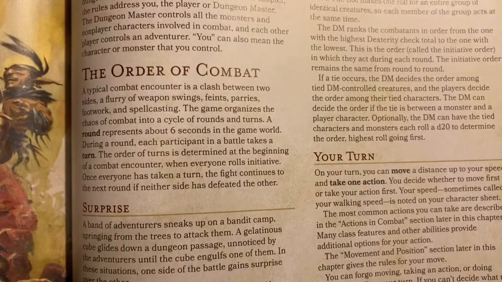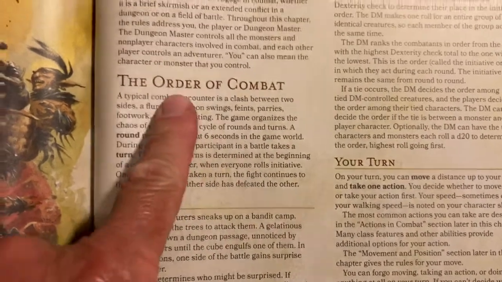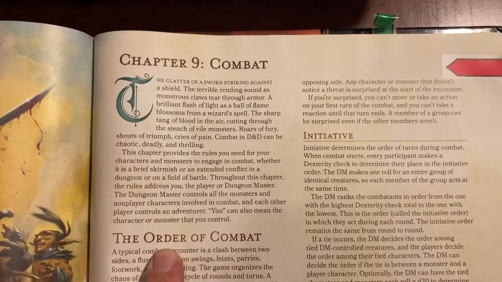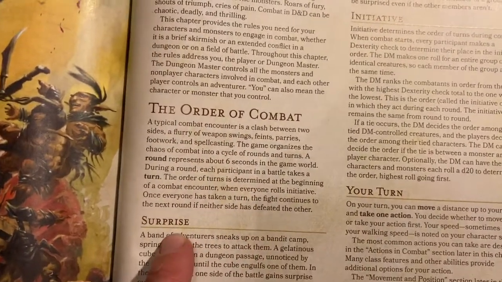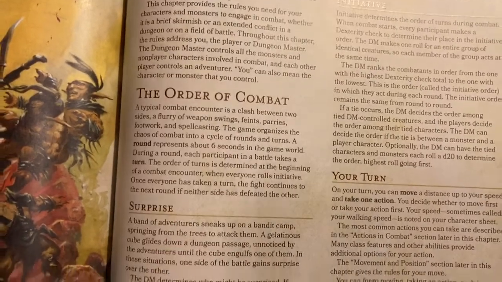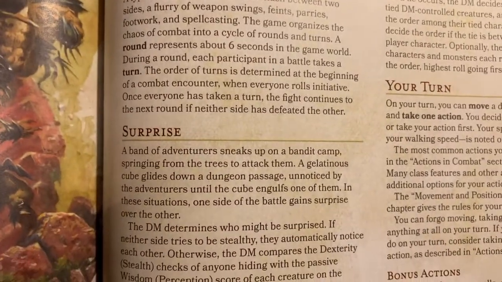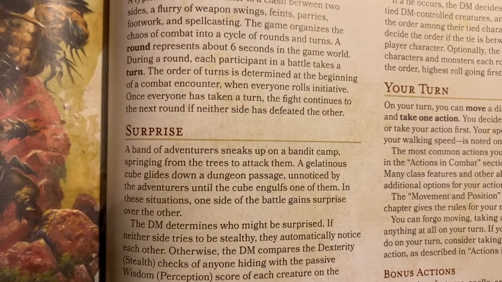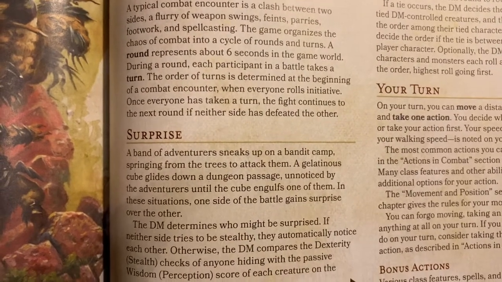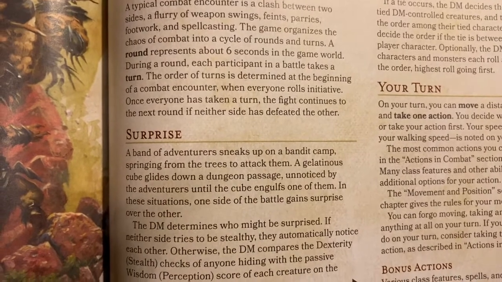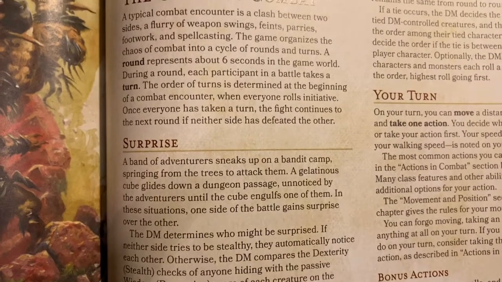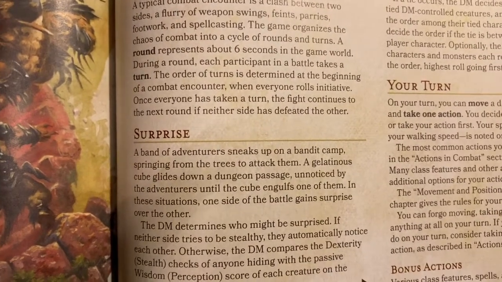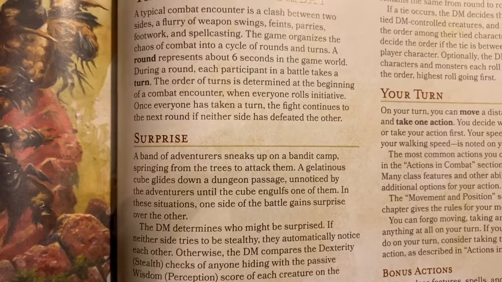Let's talk about that. I think it's super interesting that here in the player's handbook, under the chapter for combat, one of the very first topics is surprise. Let's read it. A band of adventurers sneaks up on a bandit camp, springing from the trees to attack them. A gelatinous cube glides down a dungeon passage, unnoticed by the adventurers until the cube engulfs one of them. In these situations, one side of the battle gains surprise over the other.